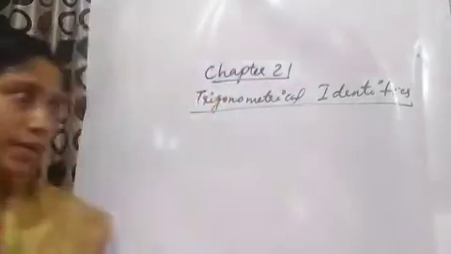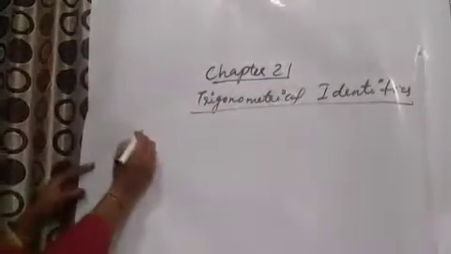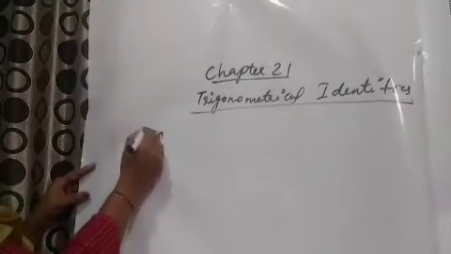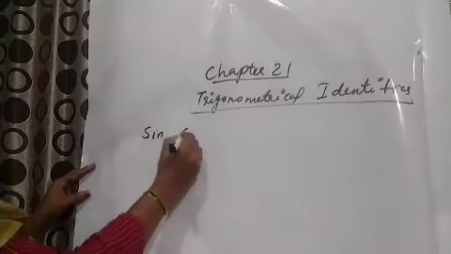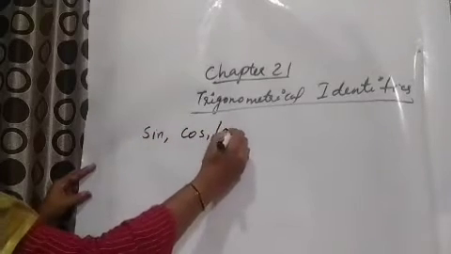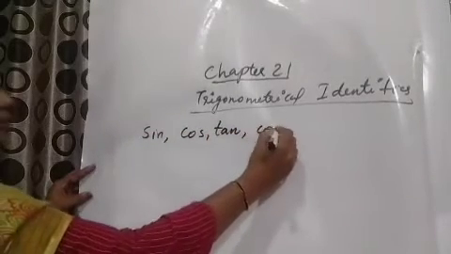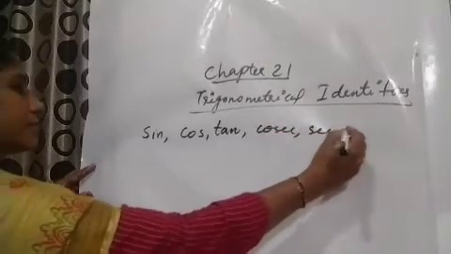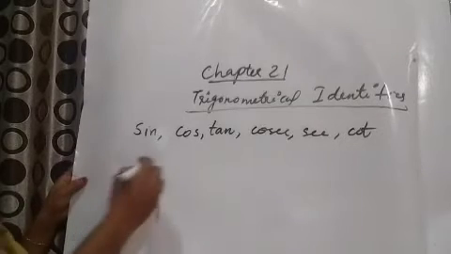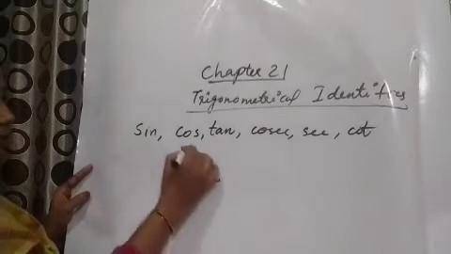You have learned in class 9. They are sine, cos, tan, cosec, sec and cot. These ratios you have learned in class 9. Let us revise it one more time.